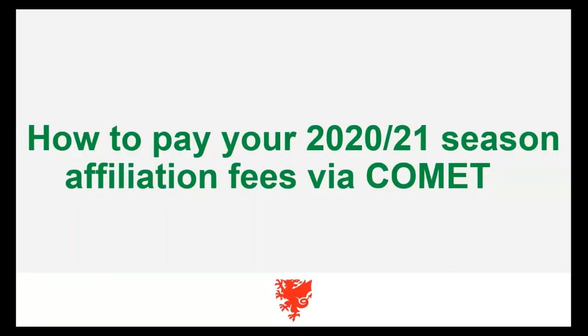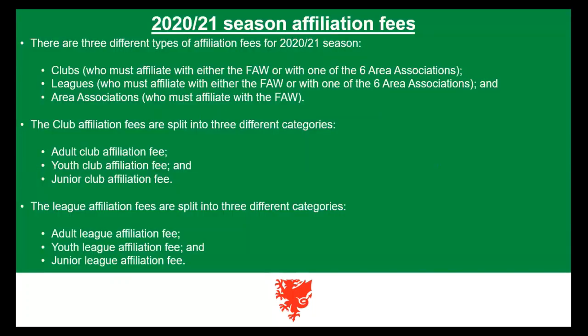We'll now look at how to pay your affiliation fees for the coming season on COMET. So there are 3 types of affiliation fee for the 2020-21 season. These are club affiliation fees for clubs who must either affiliate with the FAW or with one of the area associations. There are affiliation fees for leagues who affiliate with the FAW or an area association, and the affiliation fees for the area associations who affiliate with the FAW.